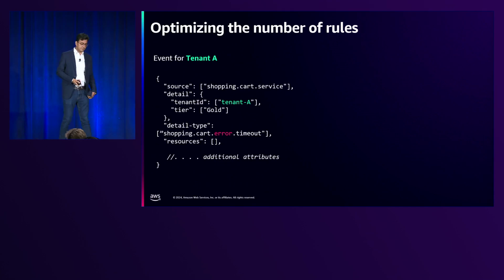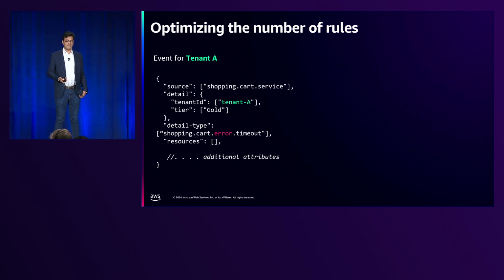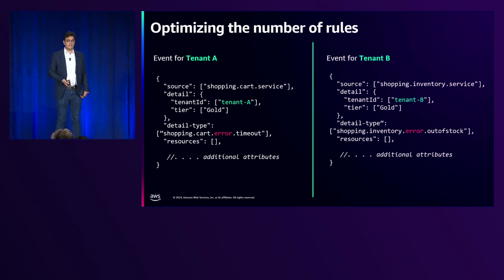Let's take an example. There is an event from tenant A. There is some error from the shopping cart service, a timeout error. There is an event from tenant B. It's some error from a different microservice, maybe inventory, where an item went out of stock. What's common between these two events is the error. Still, our architecture grew, our SaaS-based platform or business grew, but we can definitely identify the scope of optimization by identifying common patterns where we can use the same rules.